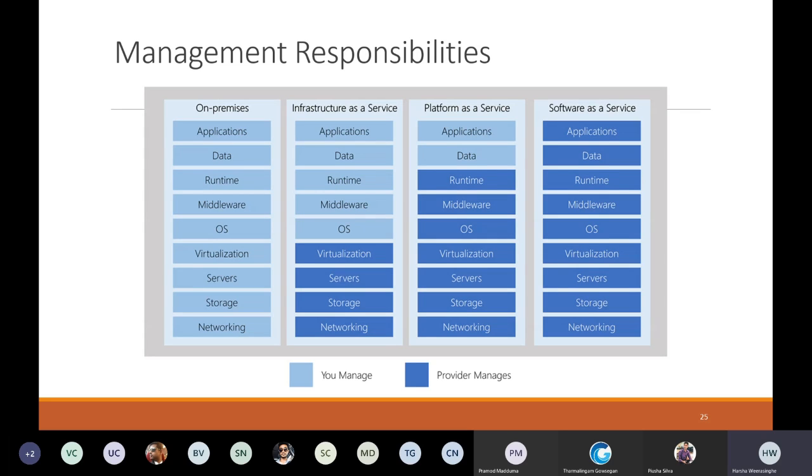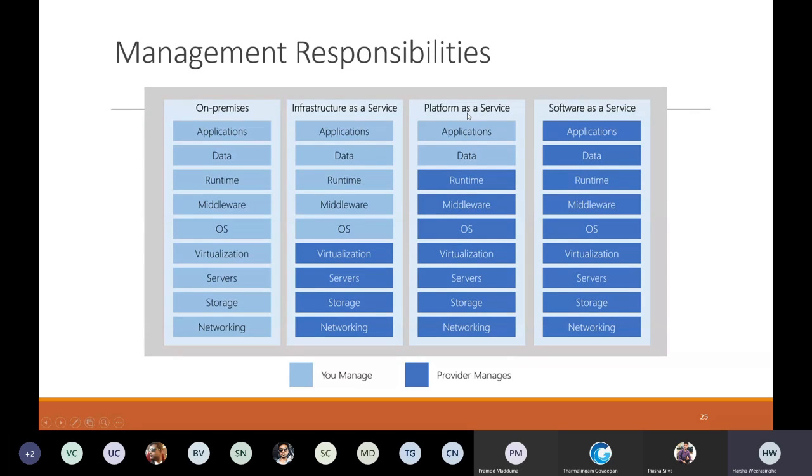And this is the overview. When it comes to on-premises, you manage everything: networking, storage, servers, virtualization, operating system. When it comes to infrastructure as a service, you start managing from this particular layer. If you get updates from Microsoft, you definitely have to install them; the cloud provider is not going to install that for you. If it's platform as a service, you think about your data, runtime, middleware, OS. You're not going to care about these things.